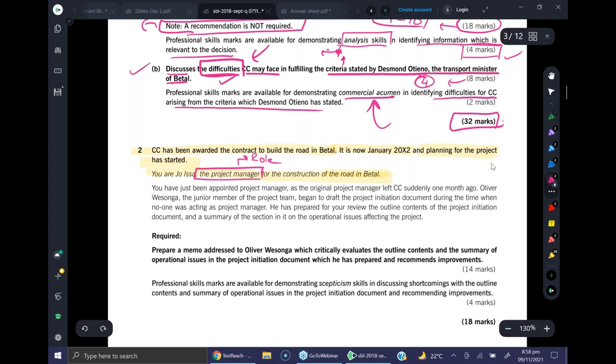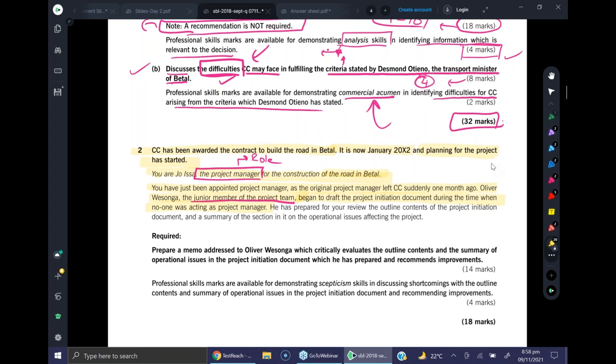Okay, further it says that you have just been appointed project manager as the original project manager left CC suddenly 1 month ago. So you are the replacement and you are the manager of Oliver, the junior member of the project team. I will highlight this, that Oliver is the junior member of the project team. Your junior began to draft the project initiation document during the time when no one was acting as project manager. So I hope that you know what the project initiation document is and what the contents of this document are, right?